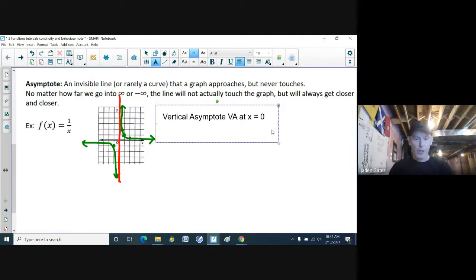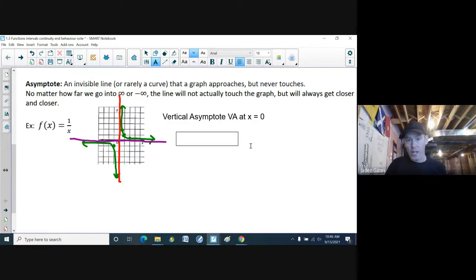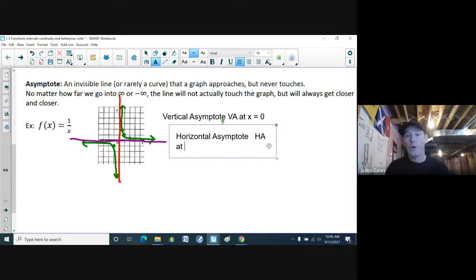But secretly, this one also has another asymptote, another line that it won't cross. And that is this purple line. Because it's a horizontal line, it's called a horizontal asymptote, because the value of y can never be 0. There's no way to make it 0. There's no x value that can make this thing 0. And so I short form it again, HA at y equals 0. A height of 0 can never happen.